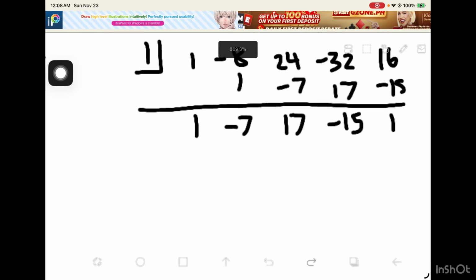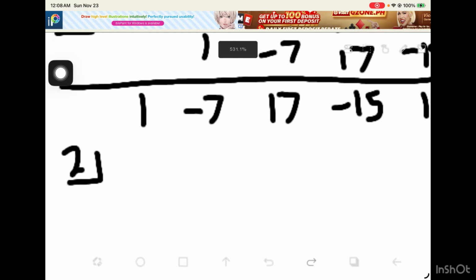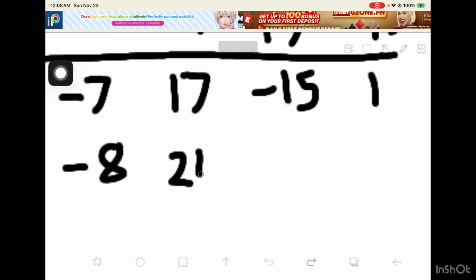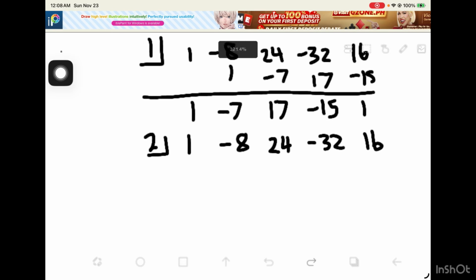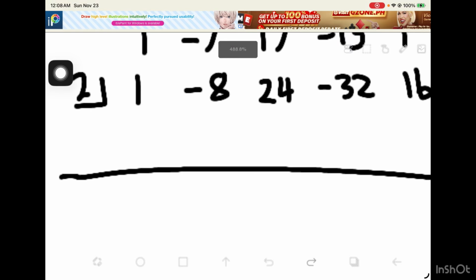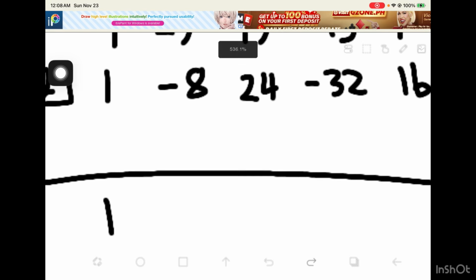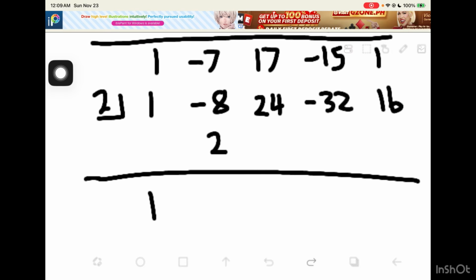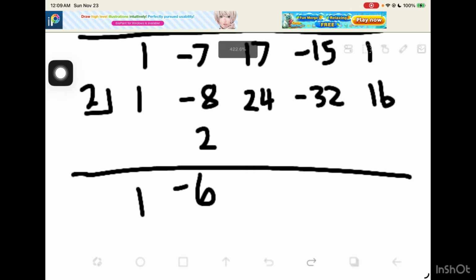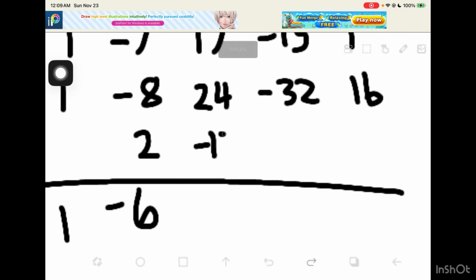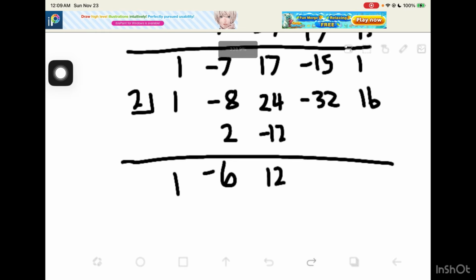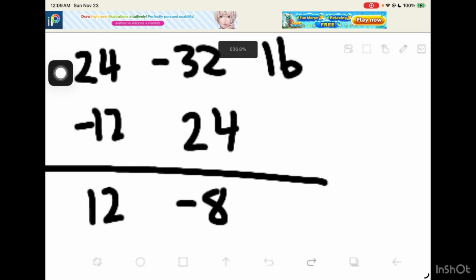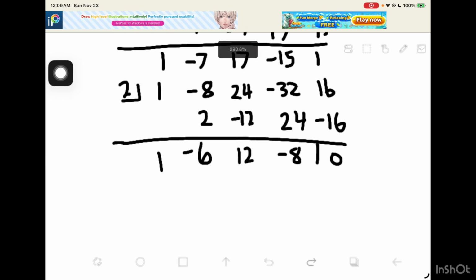So how about number 2? So let's try to do this. 1, negative 8, 24, negative 32, 16. We'll pull it down. This is equal to 1. 1 times 2, 2. Negative 8 plus 2 is negative 6. Negative 6 times 2 is negative 12. That's equal to 12 when you add it. 12 times 2, 24. That's equal to negative 8. Negative 8 times 2 is negative 16, 0. So 2 is a root.